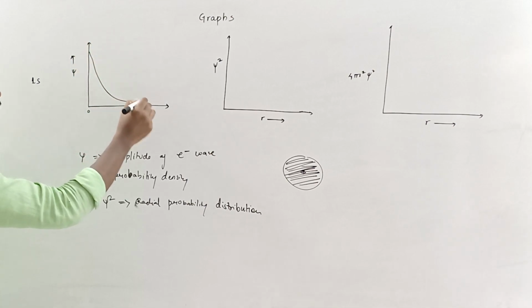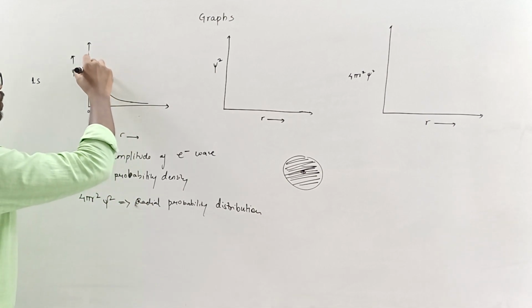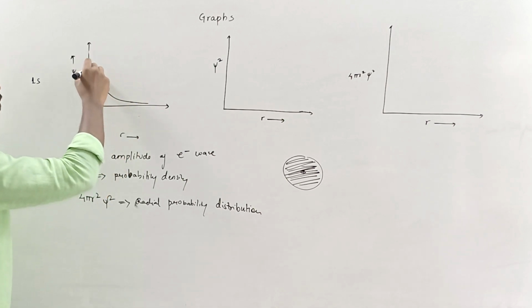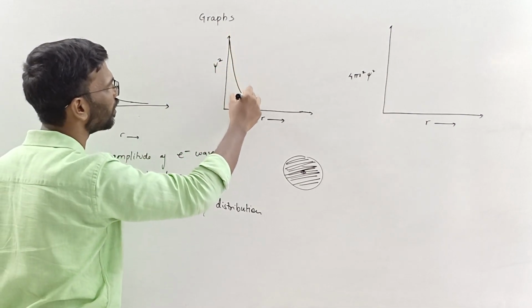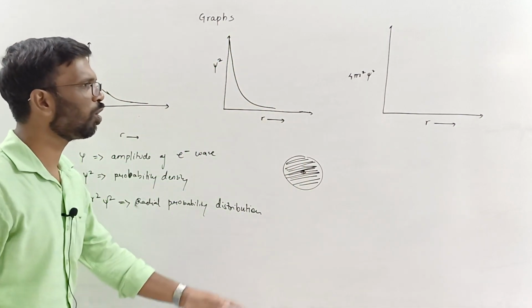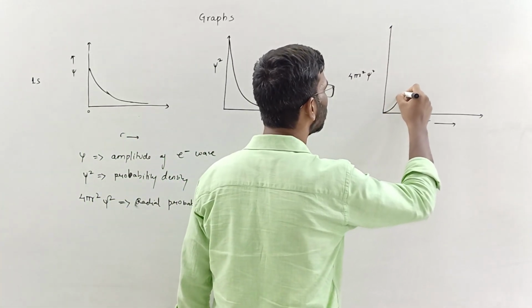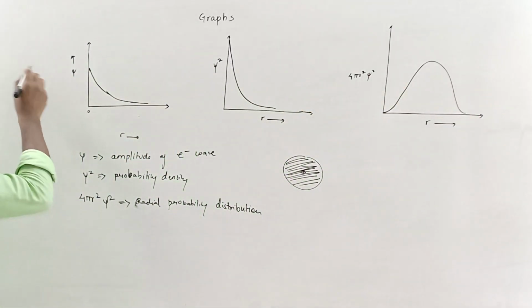It will fall. Same way psi square: if this curve is for psi, then psi square will be the square of it, and it will be this way. And what about 4 pi r square psi square? It is this. Okay, this is with respect to the 1s orbital.